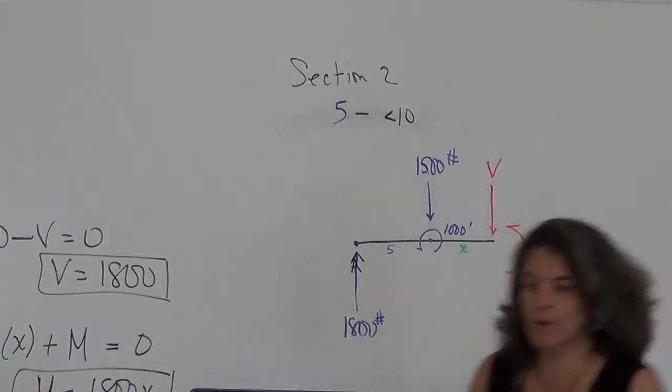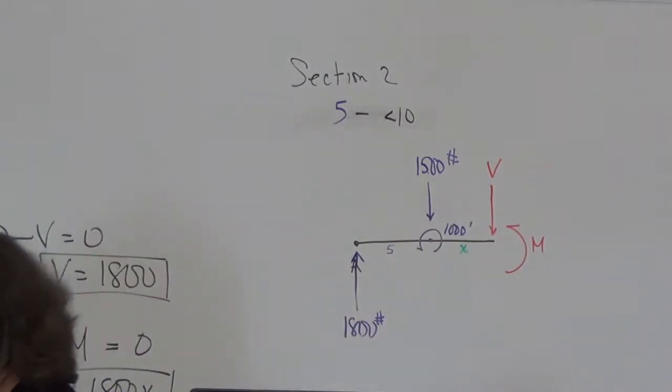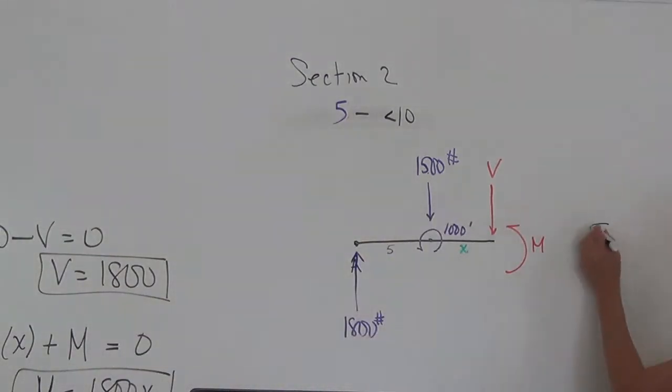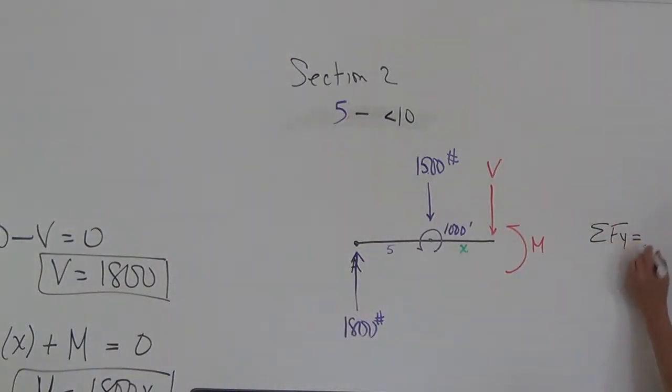And I do my equation again. Sum of the forces in the y: 1,800 up minus 1,500 minus V equals 0, and V is equal to 300.